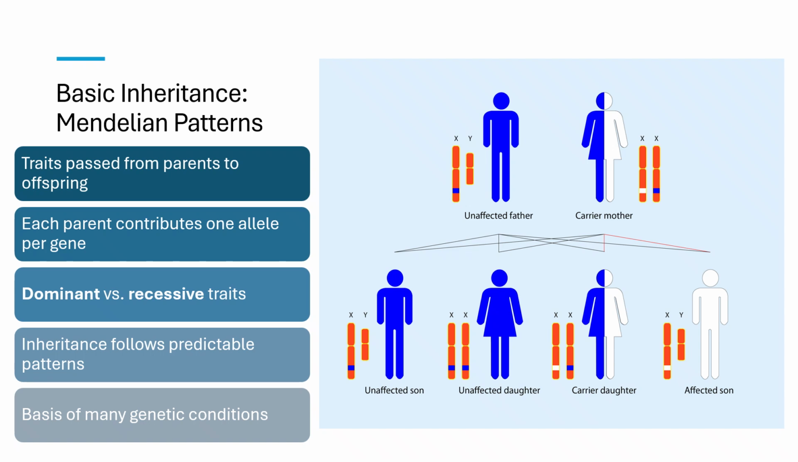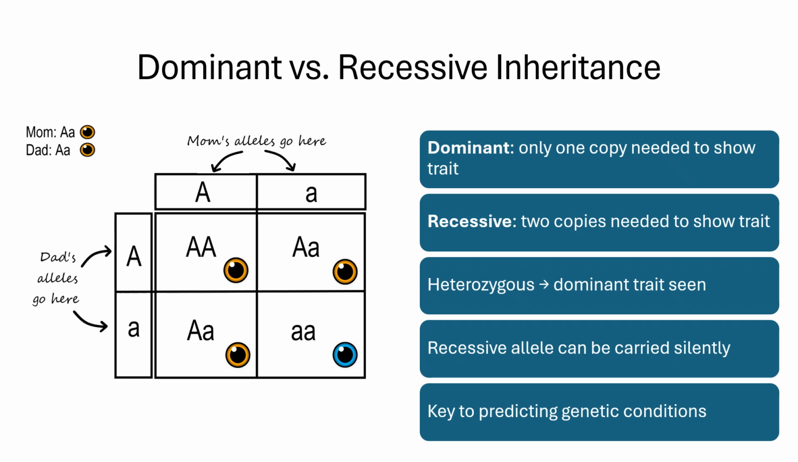We'll explore specific examples later, but this framework forms the basis for understanding genetic risk. Dominant and recessive refer to how alleles influence traits. A dominant allele only needs one copy to be expressed. So if someone inherits it from just one parent, the trait or condition appears.